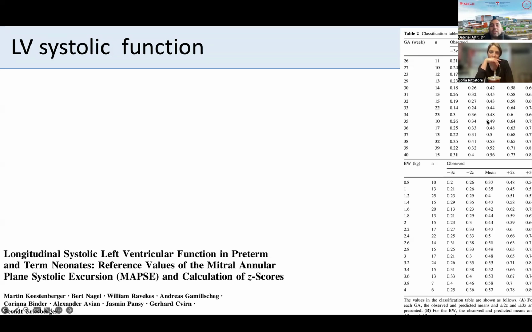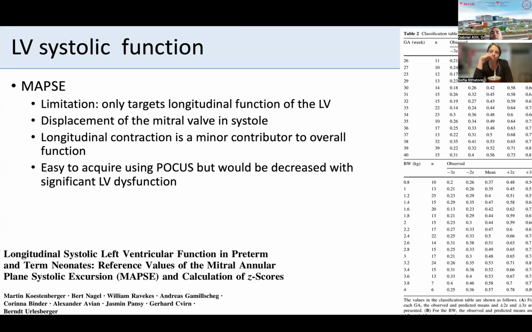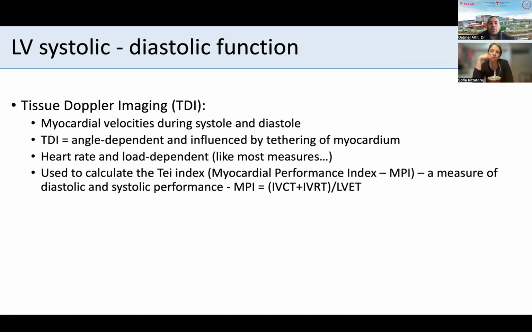There have been normative values described. You can see the numbers, very tiny populations. And it only targets smaller areas of the ventricles. So it doesn't tell you a global function of the LV.